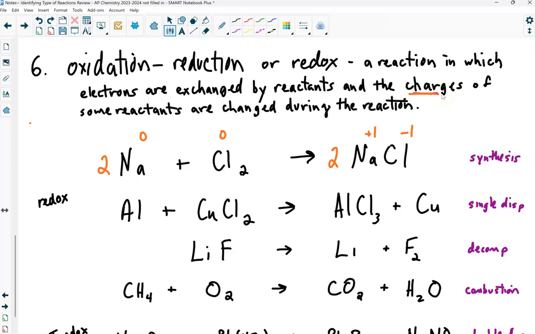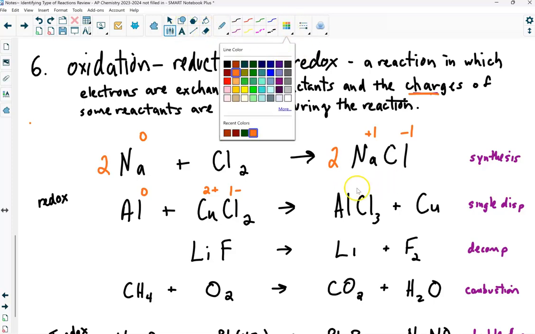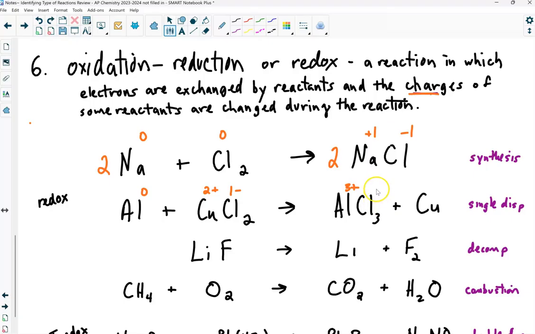Here we go. Next one, aluminum. Again, an element, no charge. Here, this is copper 2 ion. So here, copper is a 2+, and chlorine's a 1-, or -1. Let's look at the charges on the product side. We said aluminum forms an ion, so here aluminum would be a 3+ ion. And chloride 1-. You can just write it like that.